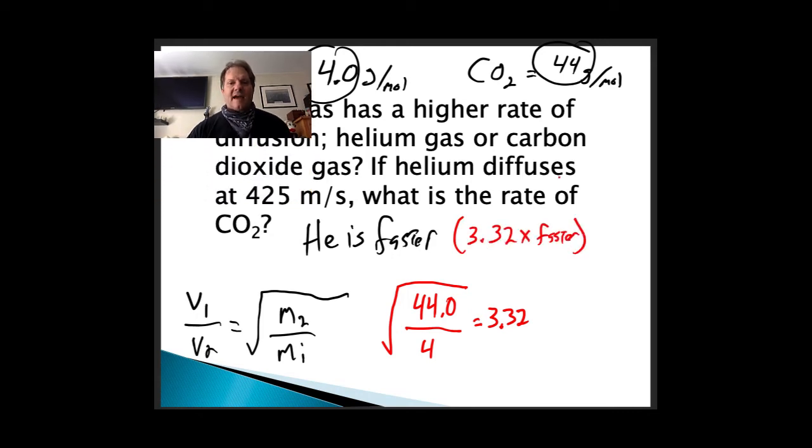So now when I look at this equation, helium is at 425 meters per second. That must mean carbon dioxide is less than that. So am I going to multiply the 3.32 by the velocity or divide to get the correct answer? Well, if I need something smaller, obviously I'm going to divide. So I'm going to take my 425 meters per second divided by my multiplier I found by taking the square root of the larger one by the smaller one, and I get 128 meters per second.